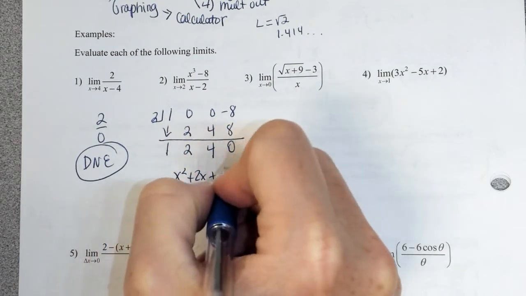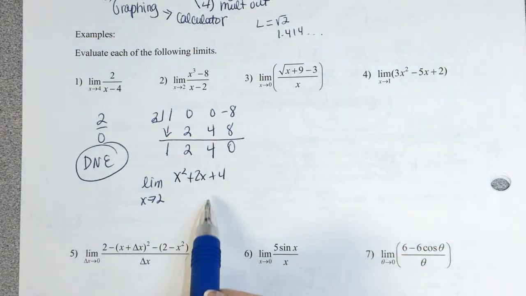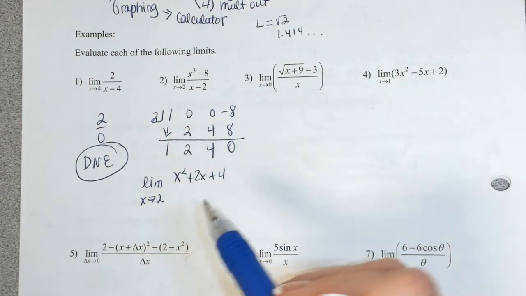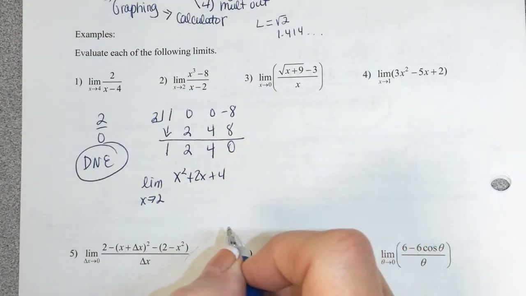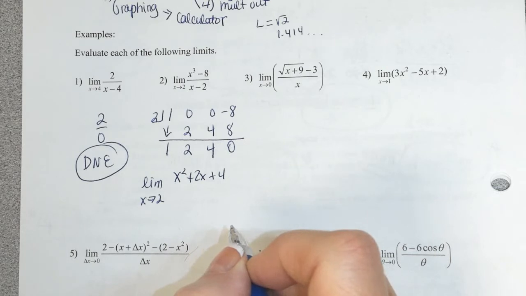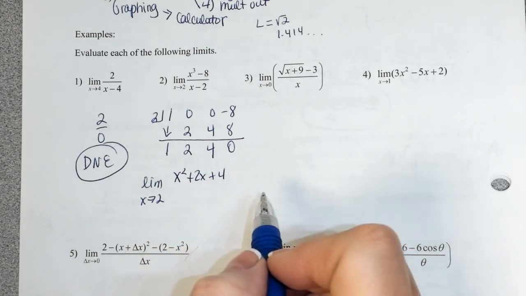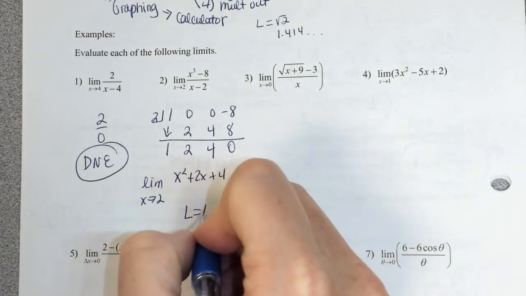Good, Michael. Okay, so it means this. So now we can plug in the 2 without getting the 0 over 0. And Michael, what's the answer going to be then? I don't think so. 2 squared plus 4 plus 4. 4 plus 4 plus 4. Try again. 12. So our limit equals 12.